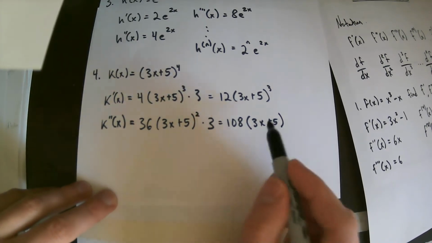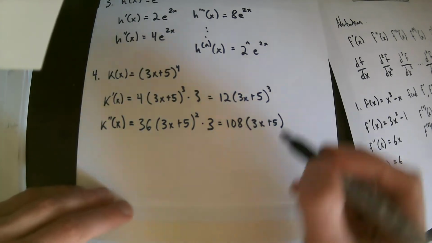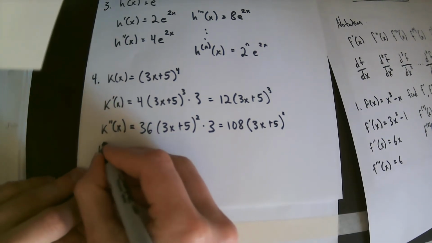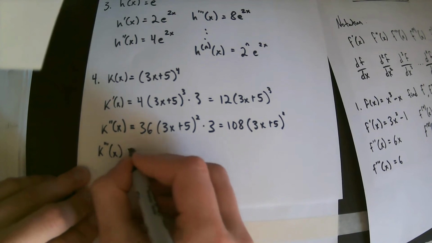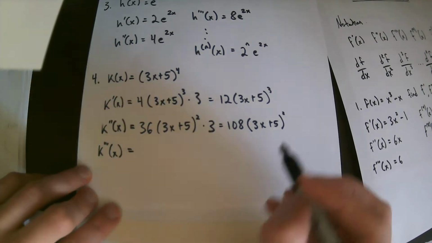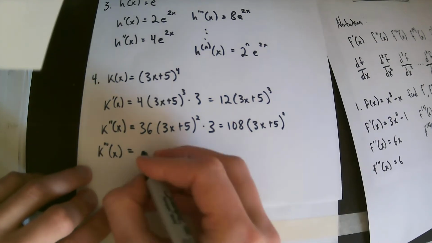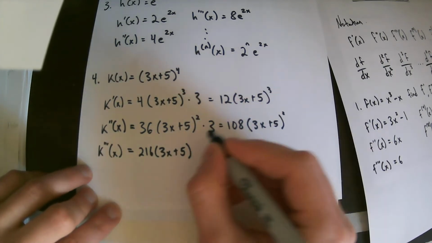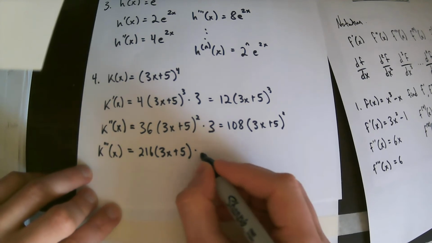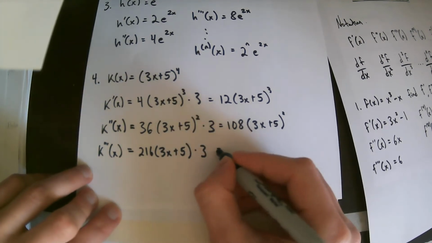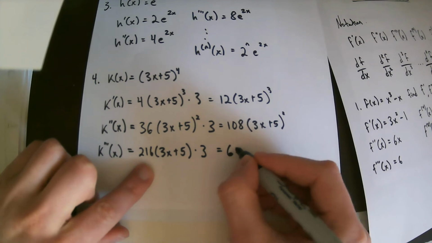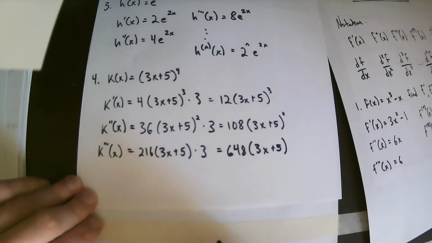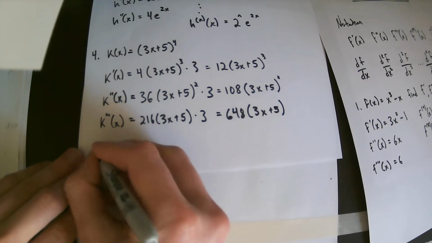There's always going to be a times 3 coming out. Well, not always. Whoops, squared. At least until it completely goes to 0, because this is a polynomial, so eventually it will go to 0. Drop the 2 down, so 2 times 108 will be 216 times (3x plus 5). That's the derivative of the outer with respect to the inner, times derivative of the inner. What is that? 648. Could distribute it. Kind of don't want to though, so let's just keep going.